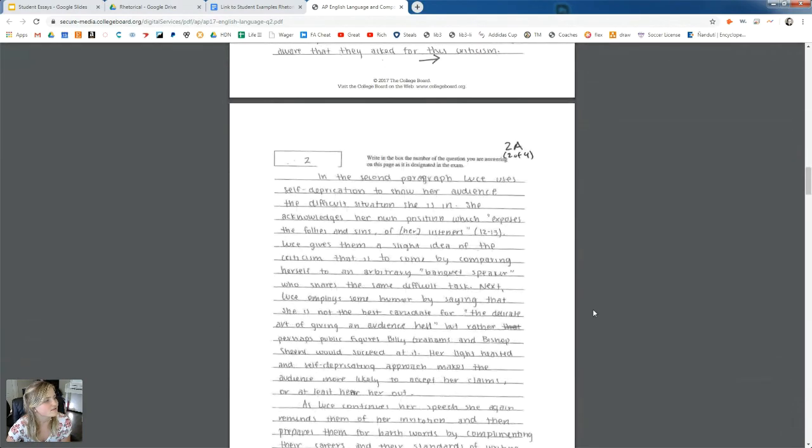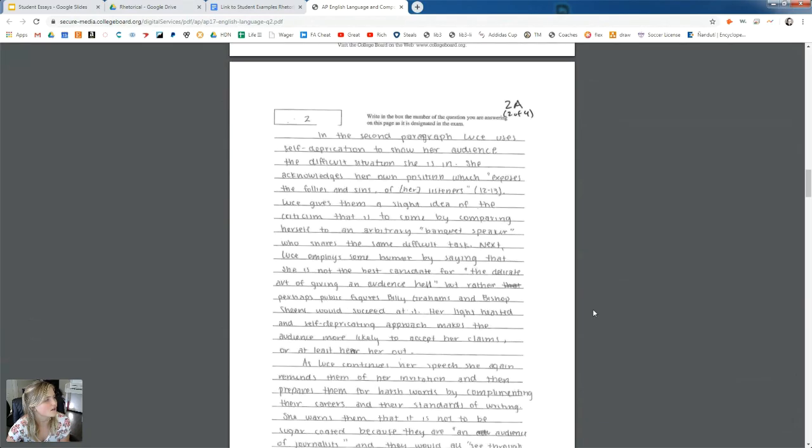In the second paragraph, Luce uses self-appreciation to show her audience the difficult situation that she is in. She acknowledges her own position, which exposes the follies and sins of her listeners. Luce gives them a slight idea of the criticism that is to come by comparing herself to an arbitrary banquet speaker who shares the same difficult task. Next, Luce employs some humor by saying that she is not the best candidate for the delicate art of giving an audience hell, but rather that perhaps public figures Billy Graham and Bishop would succeed at it. Her lighthearted and self-deprecating approach makes the audience more likely to accept her claims, at least hear her out.